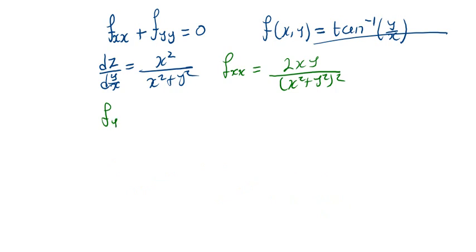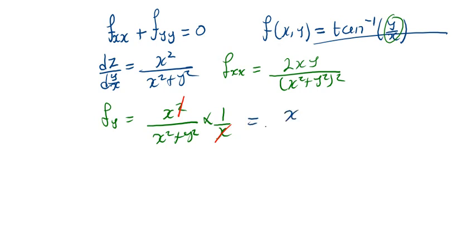So if we say fy is equals to, we are still going to say the derivative of the function itself, which is tan inverse, which is still x squared divided by x squared plus y squared. You're going to multiply this by the derivative of the angle with respect to y, which is just going to be 1 over x. You observe that this one goes and that one goes there, and you just end up with x over x squared plus y squared.